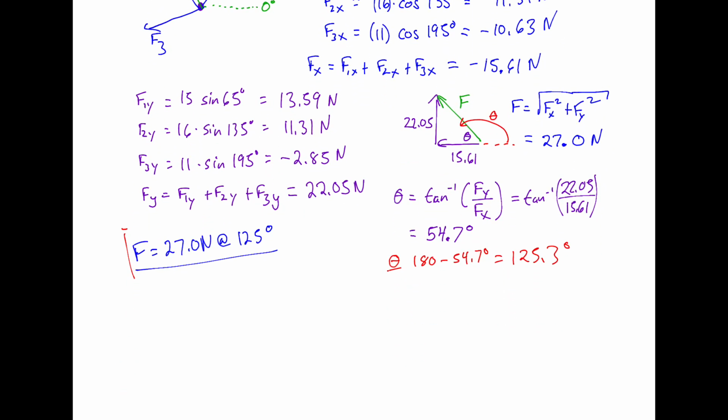All right, so let's change that final answer. Got to get rid of that. Well, stop being so right. I was so ready to be done this question. And you happen to be right. 27 newtons at 125 degrees. So we have to get rid of that 0.0. It's just 27 because I only have 2 significant digits.